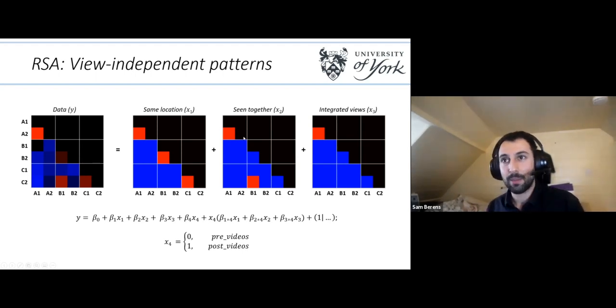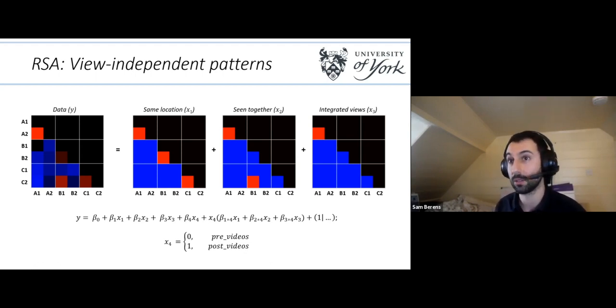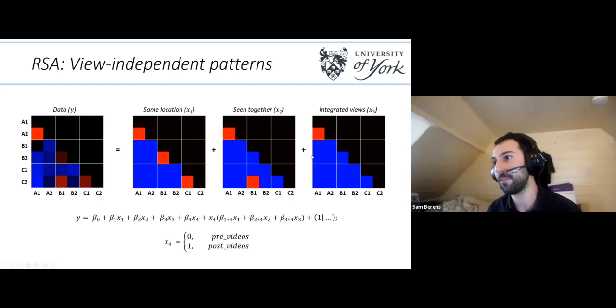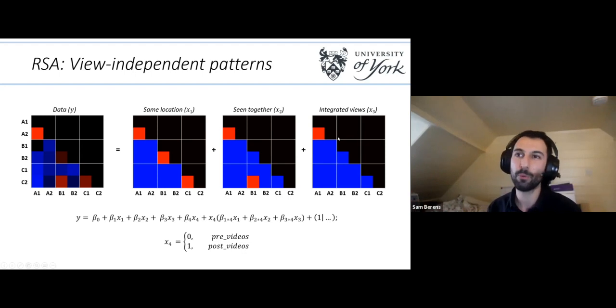Another reason why you might expect similarity increases between videos is because the endpoints were shown in the same video. So kind of an associative memory effect: images that are shown in the same video might have some mnemonic association, and the representations will become more similar as a result of that association. And then finally, we have our main prediction. I called it here integrated views, but really it's just the overlap condition: image endpoints A1 and A2 specifically increase in similarity because they were shown in an overlap video.